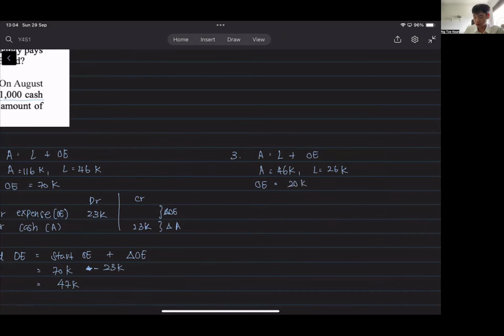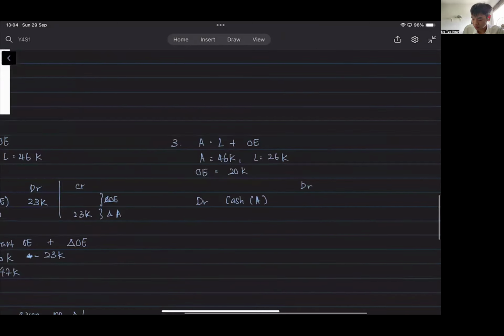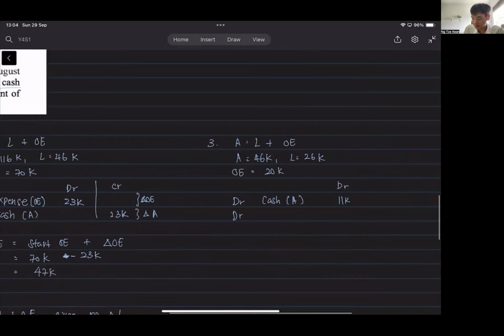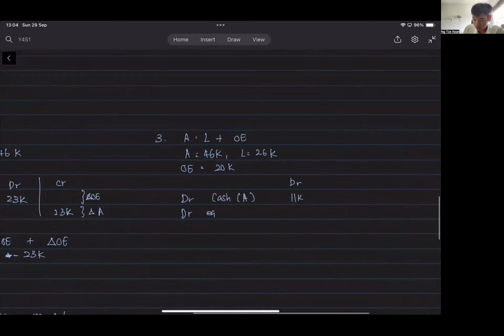So let's try to form the journal entry. There's an increase in cash, right? So we debit cash, which is an asset. So we increase cash by 11,000. And there is an increase in the long-term asset, right? Property and equipment. So we increase it by 15,000.